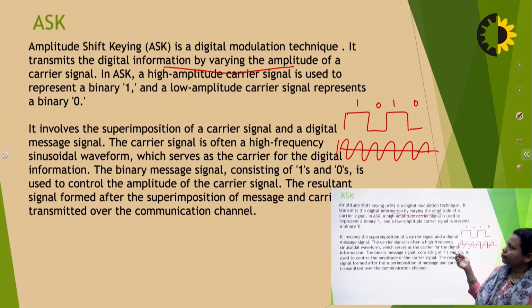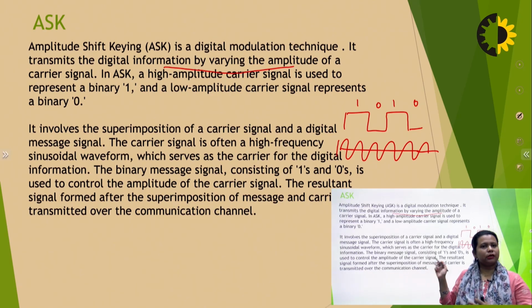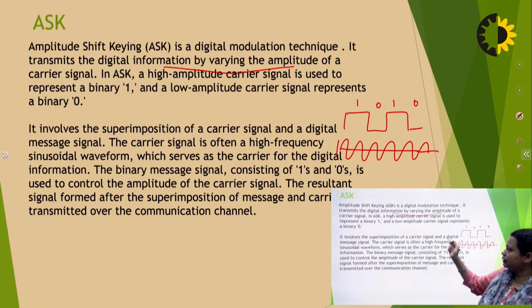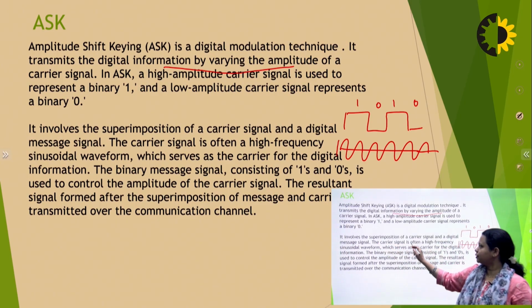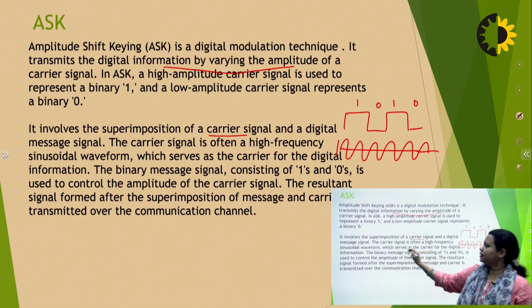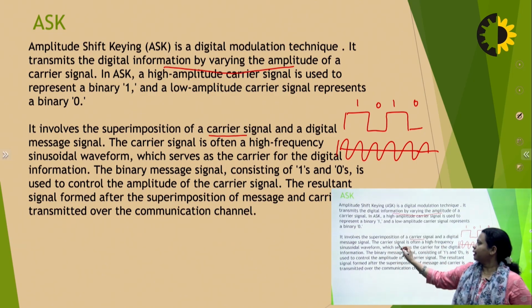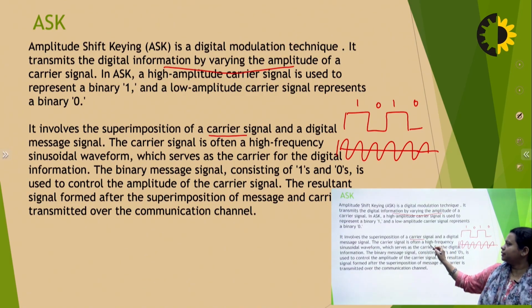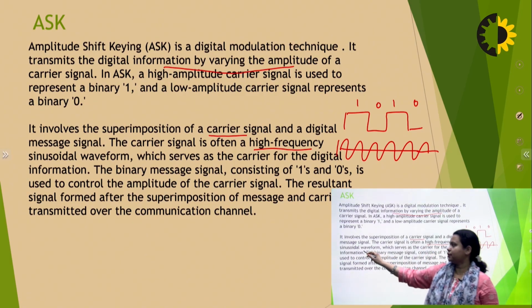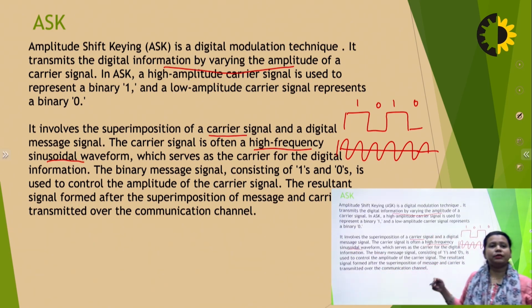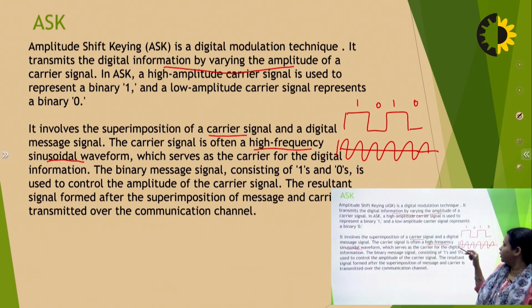So these digital modulation techniques can also convert our digital message signal to an analog signal. Basically, it involves superimposition of a carrier signal and a digital message signal. The carrier signal is often a high frequency sinusoidal wave. That is the important thing. Frequency means the number of repetitions it covers, so it is a high frequency signal which serves as a carrier for the digital information.